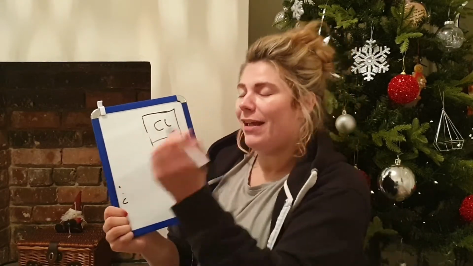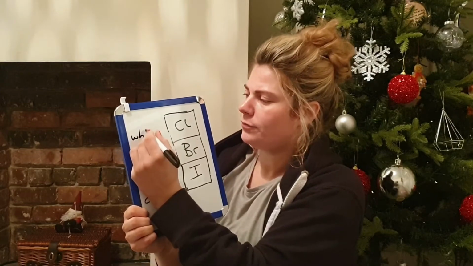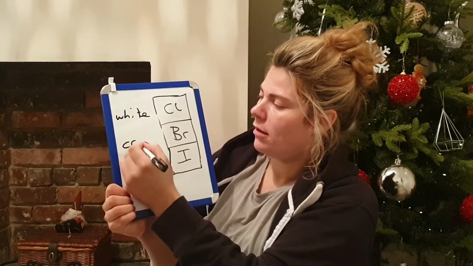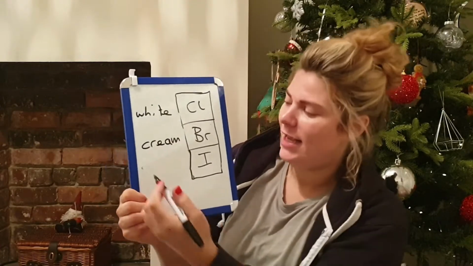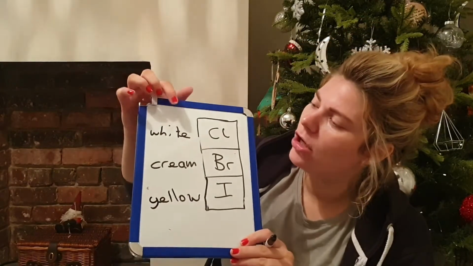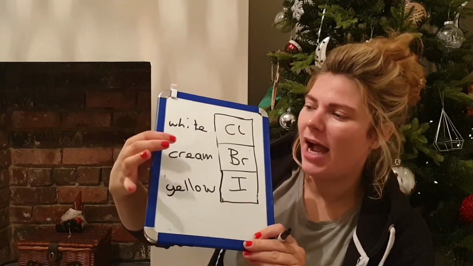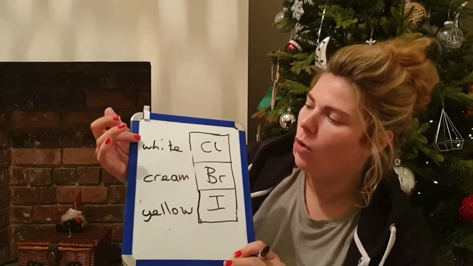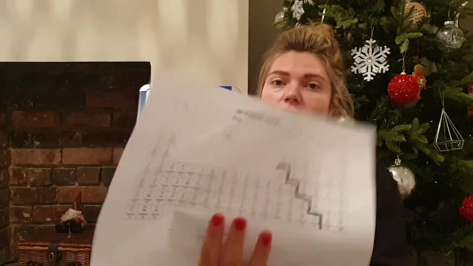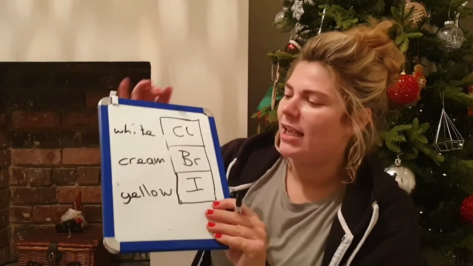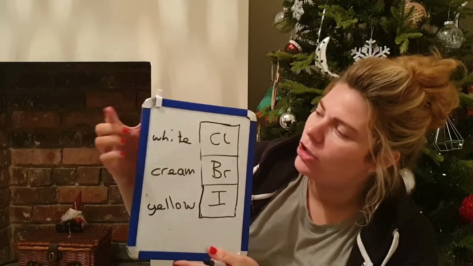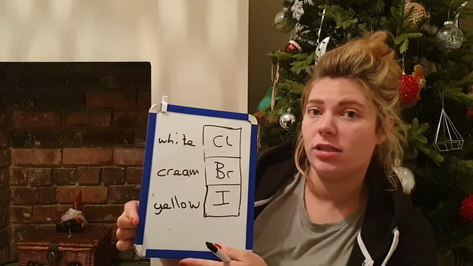Silver nitrate. If the silver nitrate turns white, it's a chloride. If it turns cream, it's a bromide. And if it turns yellow, it's iodide. These colours get darker. White, cream, yellow. I would say yellow is definitely darker than cream. This is the order they are in the periodic table. So if you looked at group 7, you would see chlorine, bromine, iodine. So if you can remember that the colours go from the lightest to the darkest.